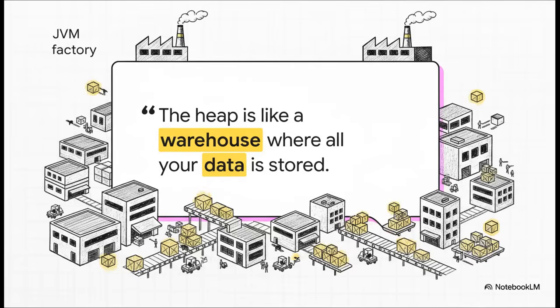So, sticking with our analogy, if the JVM is the factory, the heap is its enormous, sprawling warehouse. This is where all the parts, all the products, all of your data gets stored. It is by far the biggest and most important memory space we're going to talk about.